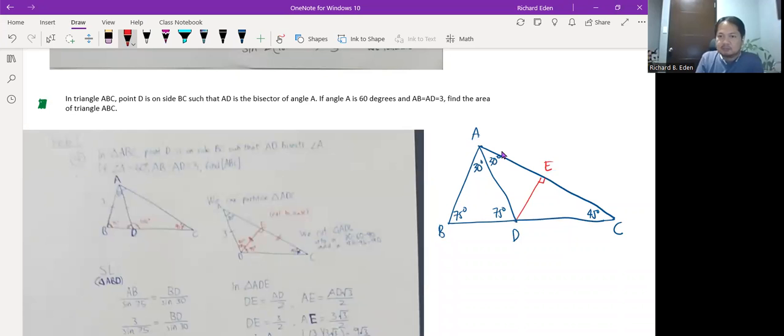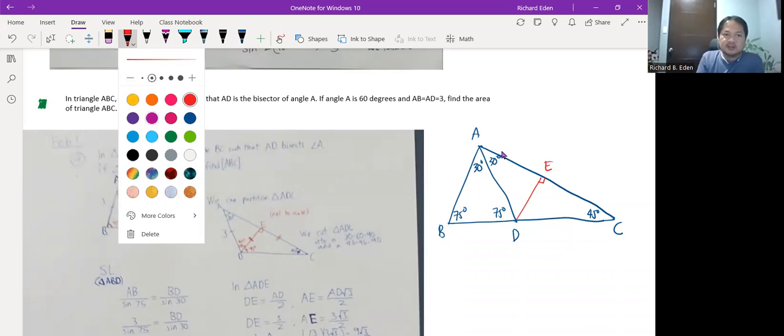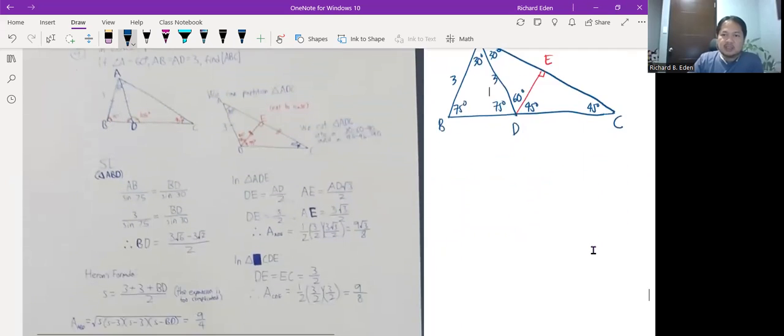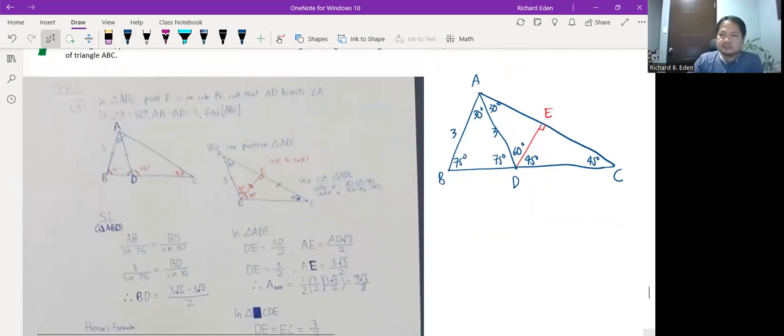This point E, so that we have here 45 degrees, and this is 60 degrees. AB equals AD is equal to 3. Find the area of ABC. Now, what you did seems rather clean.